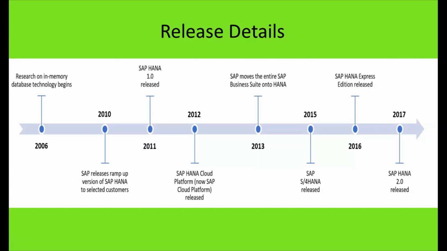Then SAP HANA Cloud Platform, now known as the SAP Cloud Platform, was released in 2012. Then SAP moved to SAP Business Suite on SAP HANA in 2013. Then SAP S4 HANA was released in 2015, SAP HANA Express Edition was released in 2016, and SAP HANA 2.0 was released in 2017. These are very important dates.